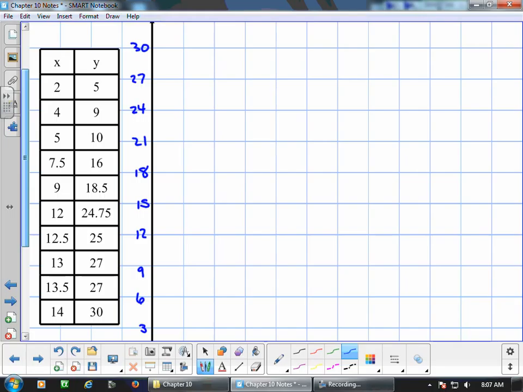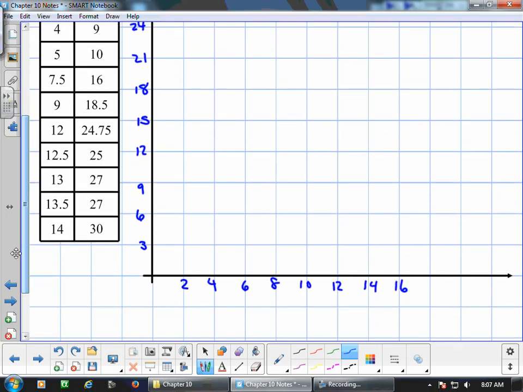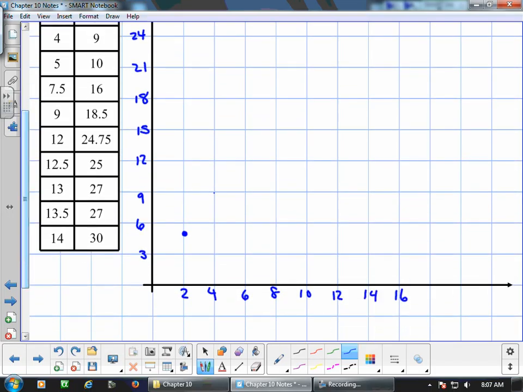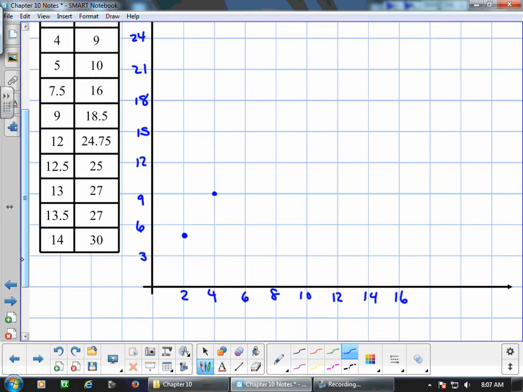And now, of course, we're just going to plot the data. Now, I assume you probably know how to plot data, right? Our x-coordinate is our horizontal coordinate, and our y-coordinate is our vertical coordinate. So, for example, 2, 5, we're going to approximate to be right about there. 4, 9, and then I'll be quiet, and you can go ahead and do this on your own.